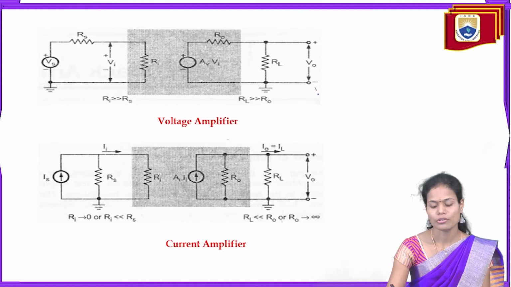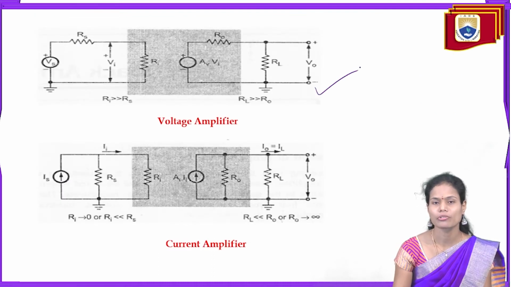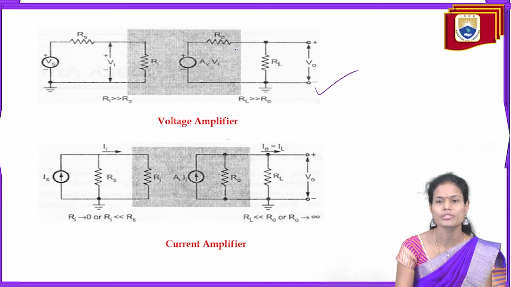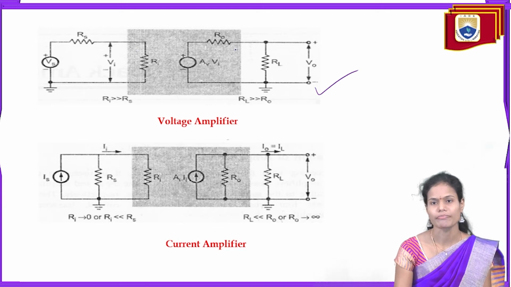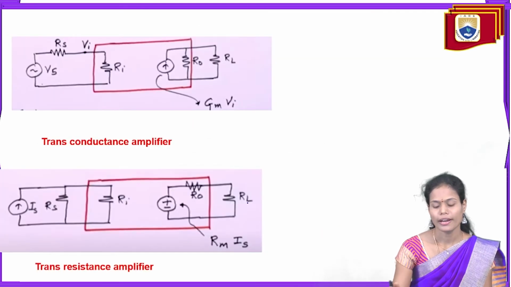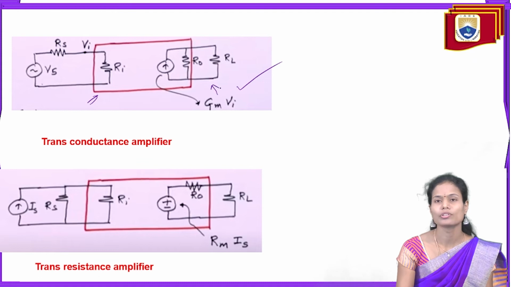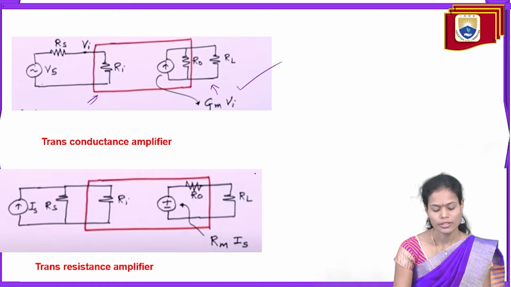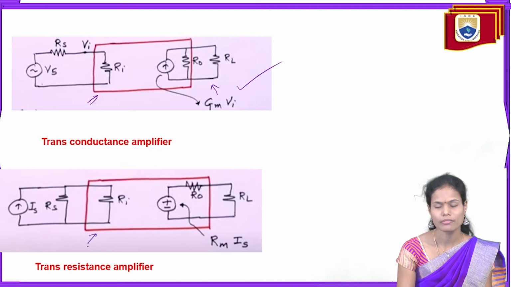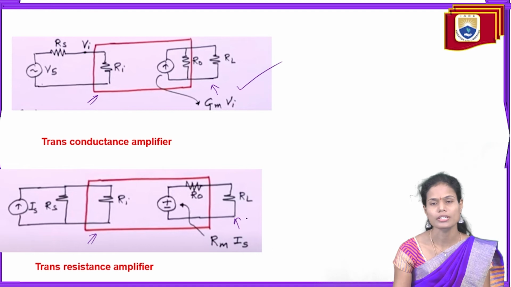So this is the equivalent circuit of the voltage amplifier. To draw the equivalent circuit of voltage amplifier, input side as well as the output side, we have to utilize the Thevenin's theorem. And similarly, to draw the current amplifier, we have to utilize Norton's equivalent circuit across the input side as well as the output side. And this is the transconductance amplifier. Here across the input side, we have to use the Thevenin's equivalent circuit. Across the output side, we have to utilize the Norton's equivalent circuit. In the transresistance amplifier, across the input side, we have to utilize the Norton's equivalent circuit. Across the output side, we have to utilize the Thevenin's equivalent circuit.